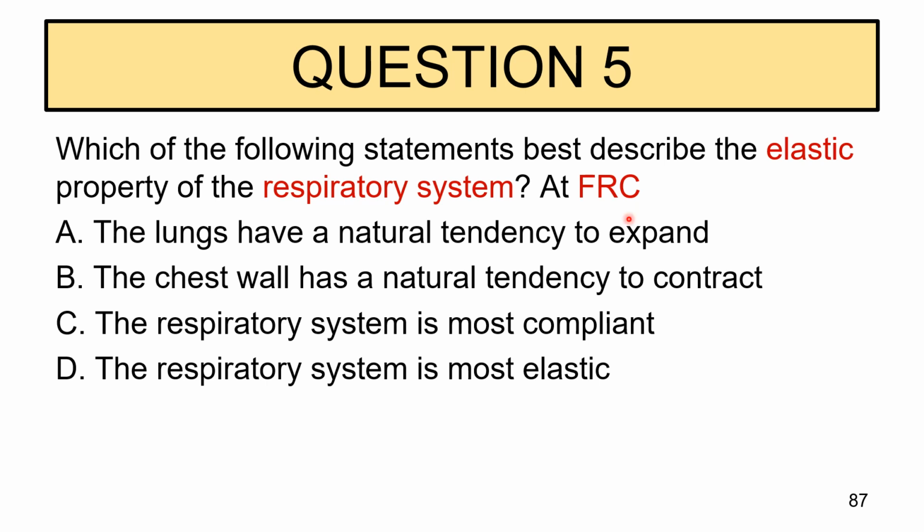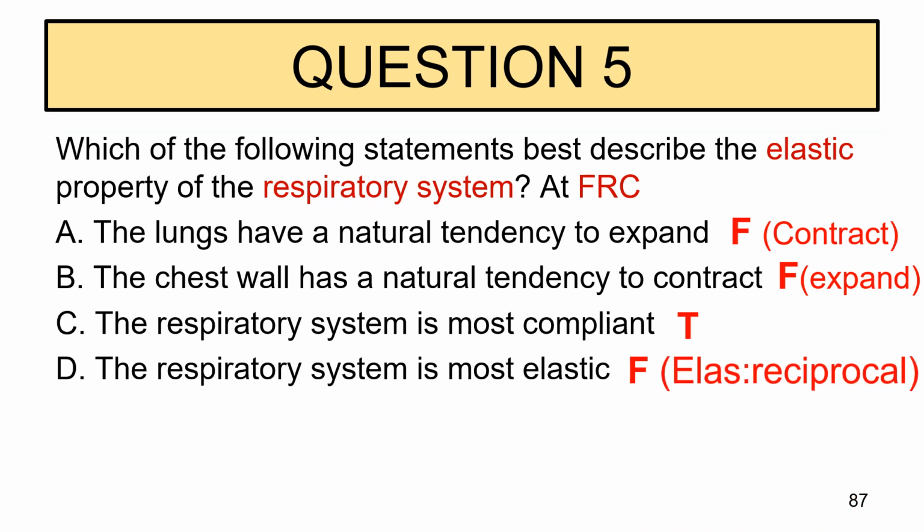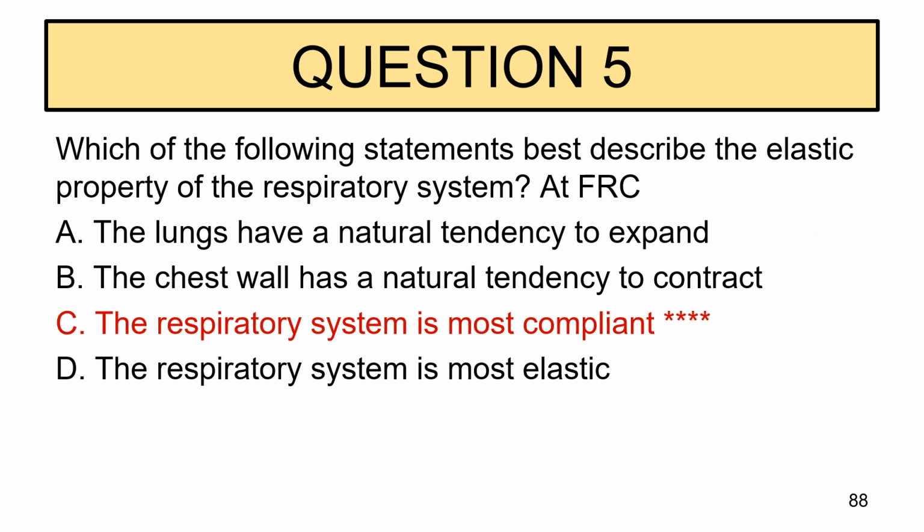So let's go back to interactive question number 5. Which of the following statements best describe the elastic property of the respiratory system? At FRC, the lungs have a natural tendency to expand. That's wrong. It wants to contract. The chest wall has a natural tendency to contract. That's again false. It wants to expand. The respiratory system is most compliant. Okay, that's right. And the respiratory system is most elastic. And that's false. So the correct answer is the respiratory system is most compliant.